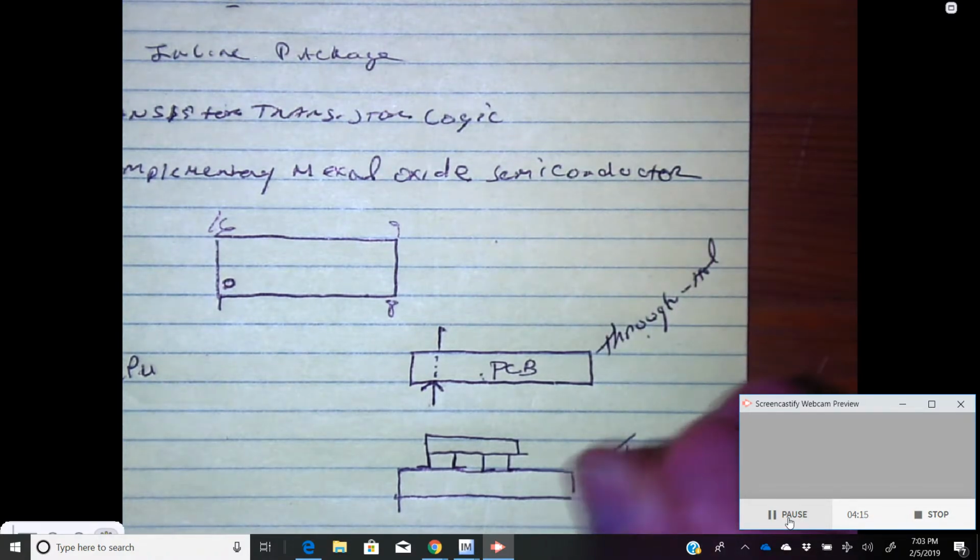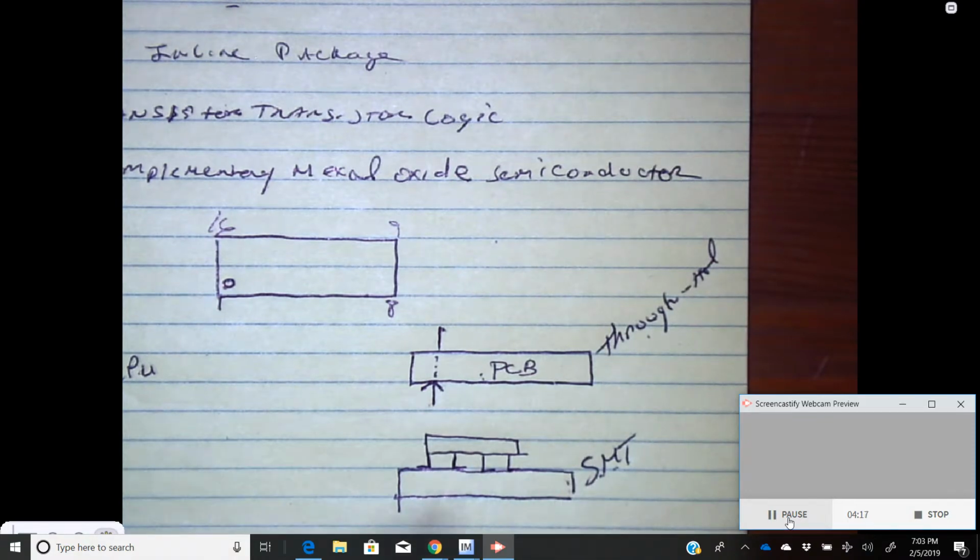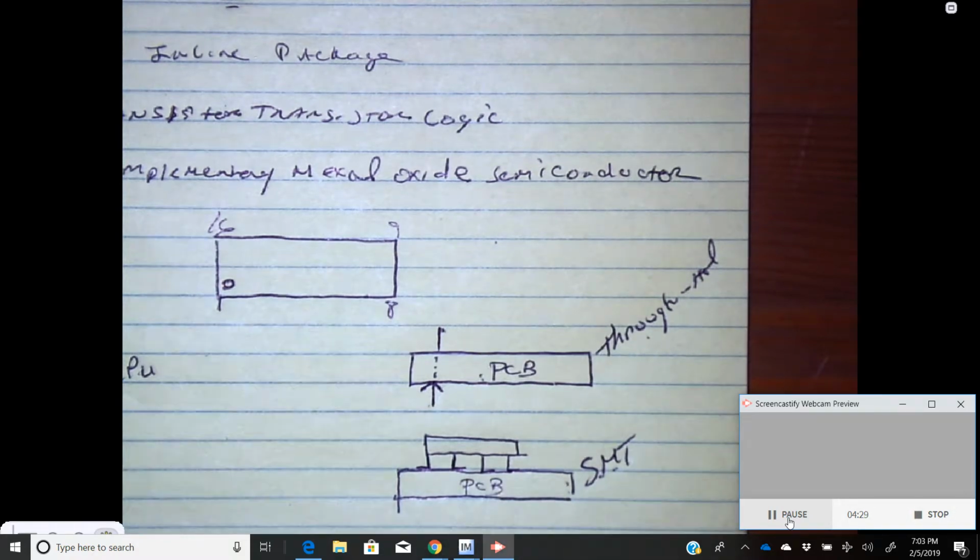And this is surface mount technology. This is what we use today quite a bit. We still use PCB through hole, but very rarely you'll see PCB through hole. You'll more see PCB SMT. That's printed circuit board SMT.